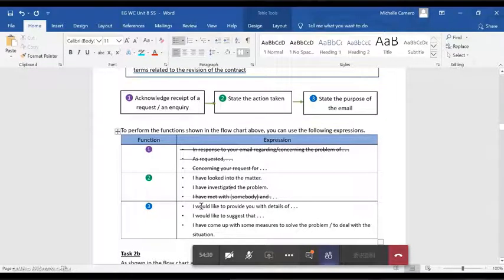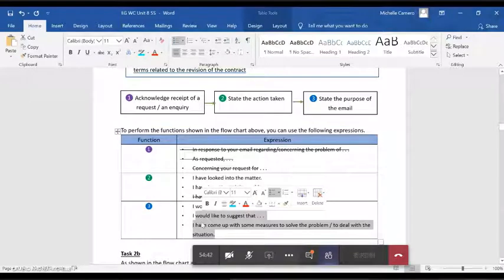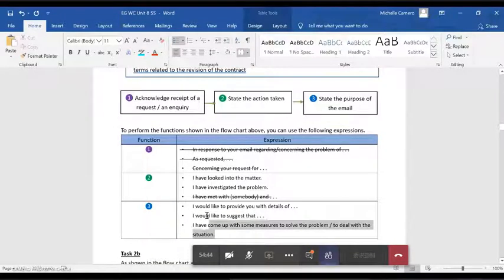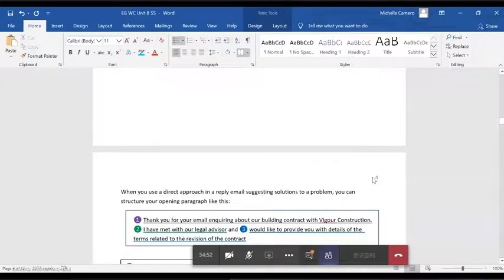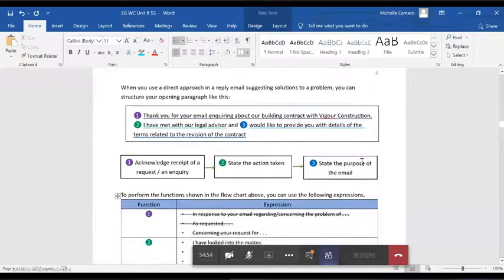And then we have for step 3, state the purpose. I would like to provide you with details. I would like to suggest that I have come up with some measures. Now, I would like to provide some details. That's when you're actually summarizing the problems. And then these last 2 is when you want to say that you suggested a solution. So these are okay, but actually this one is like step 3, and this one is step 4. So again, this page 4 in Unit 8, it's okay.